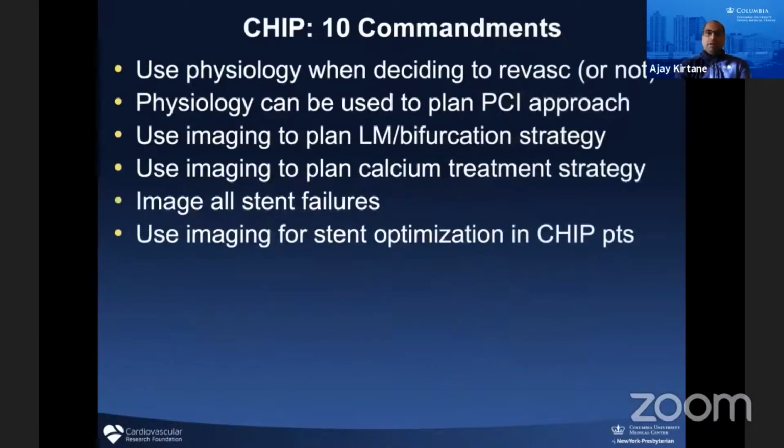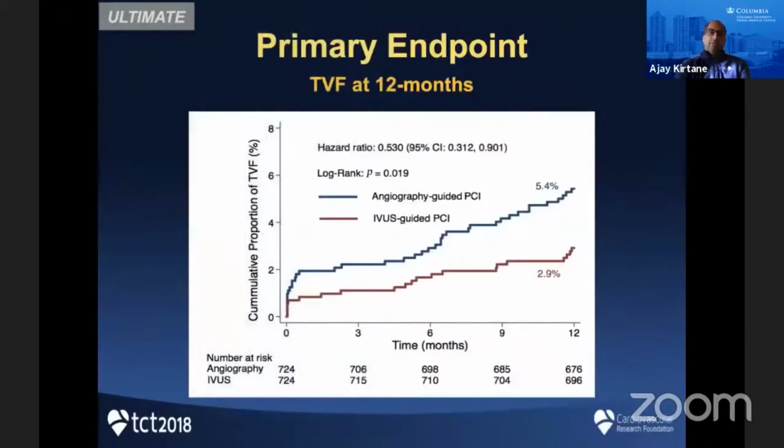Beyond stent failure, I would say that for stent optimization in complex disease, we want to use imaging because this is where the data supports the use of imaging. If you have a type A lesion in a 4.0 RCA, it's going to be very hard to demonstrate that you're going to get a better result if you image versus not imaging. But when the disease is more complicated, more diffuse, smaller vessels, calcium, bifurcations, that's where we may be able to see a difference. And that's exactly what's been shown by the data.